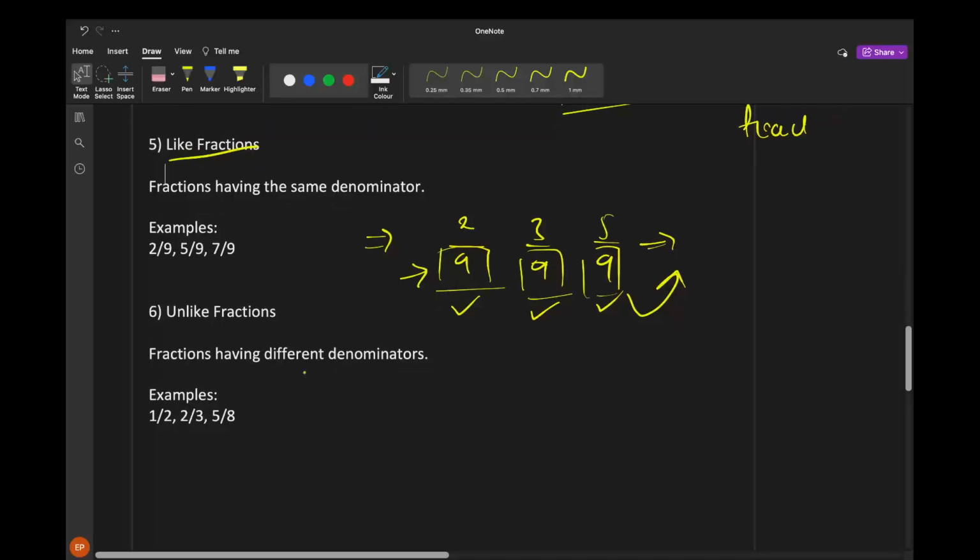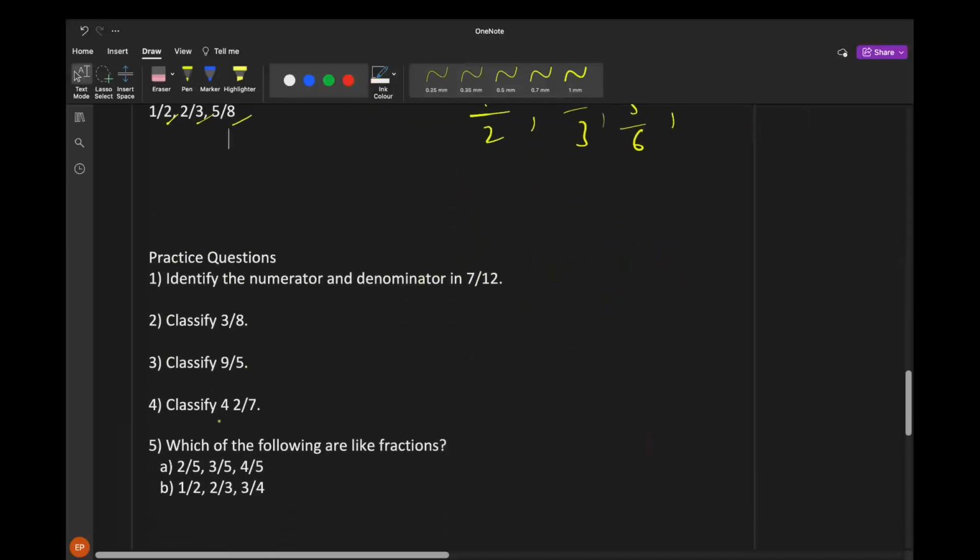Now comes unlike fractions, the opposite of like, meaning denominators are not the same. Fractions having different denominators, like 1 by 2, 1 by 3, 5 by 6, anything. Here denominators are different, right? 2, 3, 8, like that.